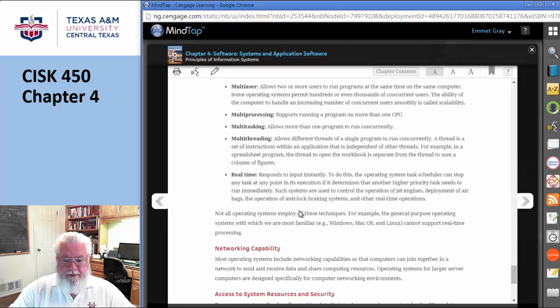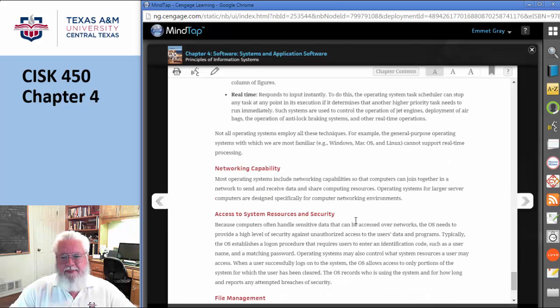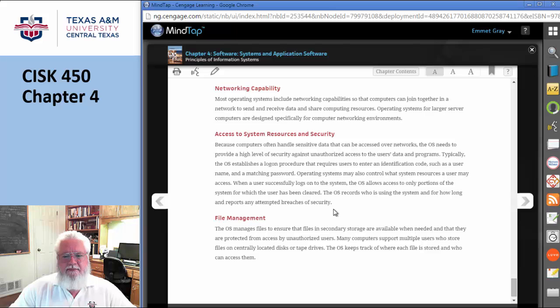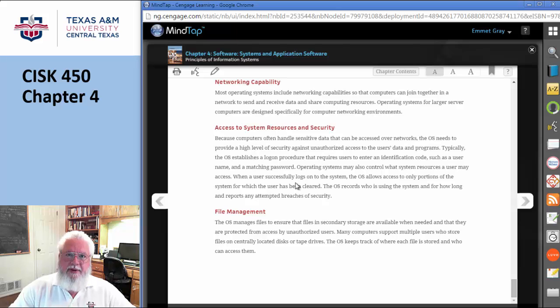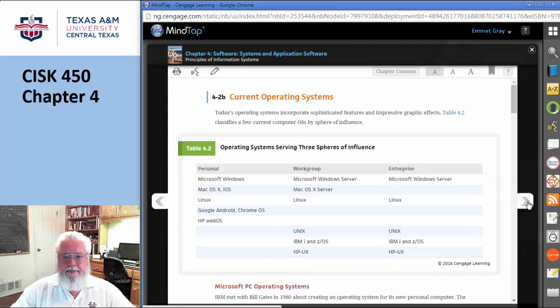Alrighty. Continuing, network capability, I mentioned to you guys that that's pretty straightforward. System resources and security, yes, of course. If I'm Bob, I need to be able to see Bob's stuff, but I can't see anyone else's. So passwords and access control, those kinds of things. I guess you could throw encryption in this category. File management, pretty straightforward. Just finding out where the heck did I put that?